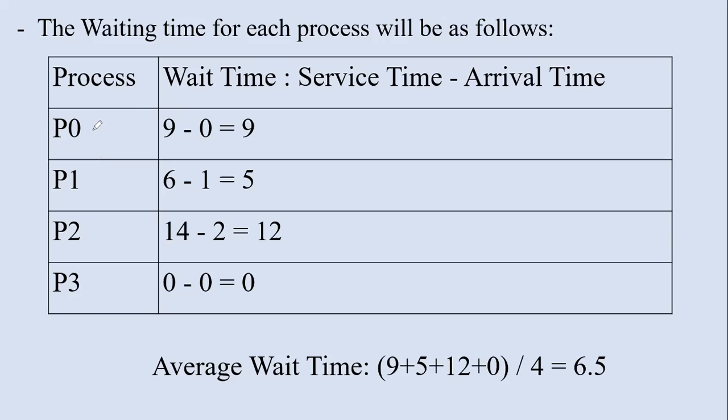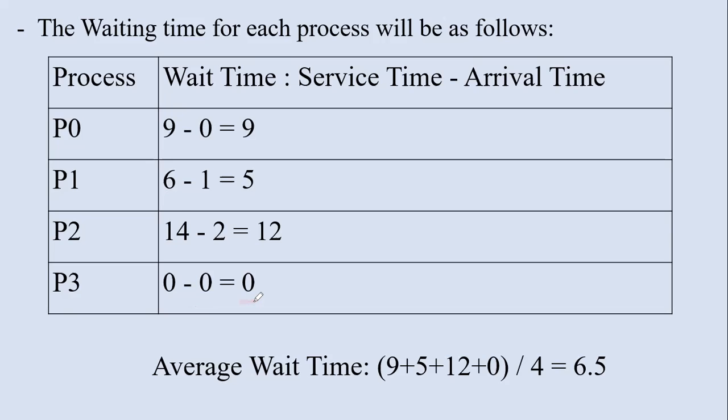So simply, process P0 will start being serviced at time 9. Arrival time was 0. So the total waiting time will be 9. Process P1, service time is 6. That's when it will start being serviced. It arrived at time 1, so it will have waited for 5. Process P2 will start being serviced at time 14. It arrived at time 2, so it has been waiting for 12. P3 will start being serviced at time 0. It arrived at time 0, therefore waiting time is 0.